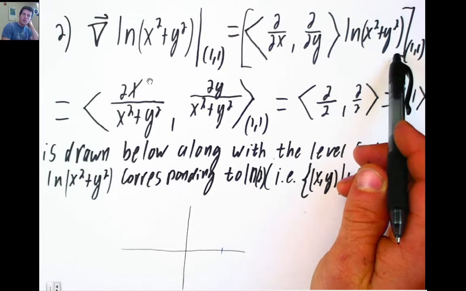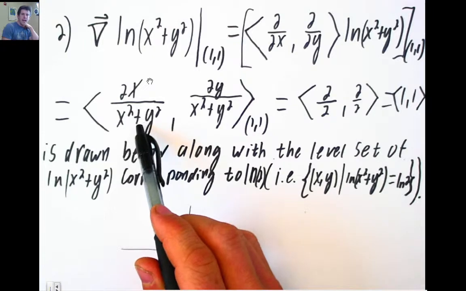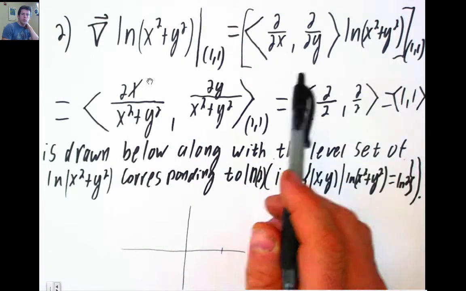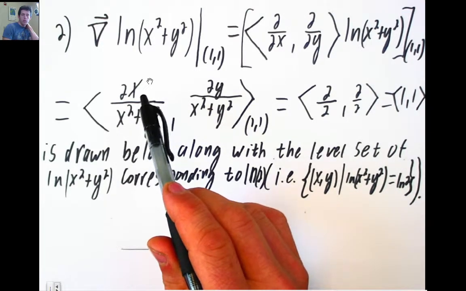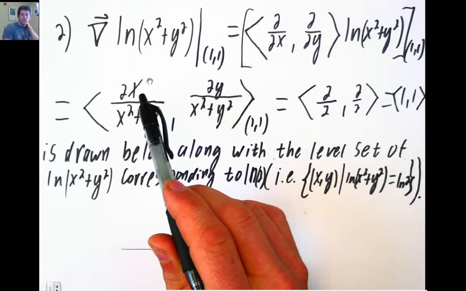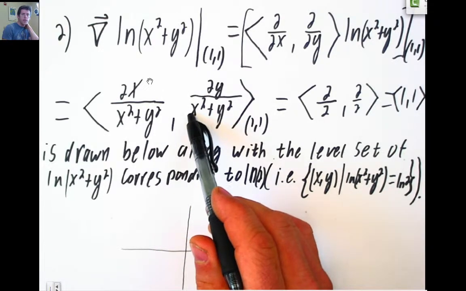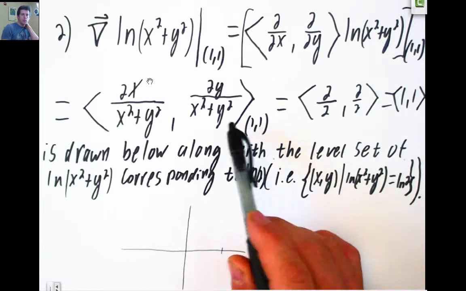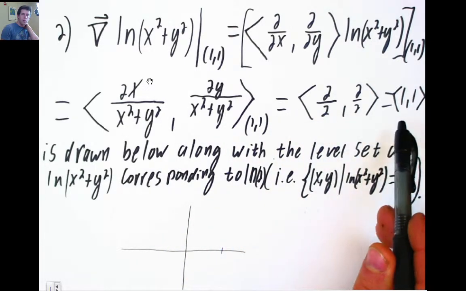Okay, that means you put in the first slot the partial derivative with respect to x of natural log of x squared plus y squared. Using the chain rule, that's 1 over x squared plus y squared times the derivative with respect to x of x squared plus y squared. That's just 2x. And similarly, the derivative with respect to y is put there. And then we still have the instruction to evaluate at 1, 1. So 2 times 1 over 1 plus 1, that's just the vector 1, 1.